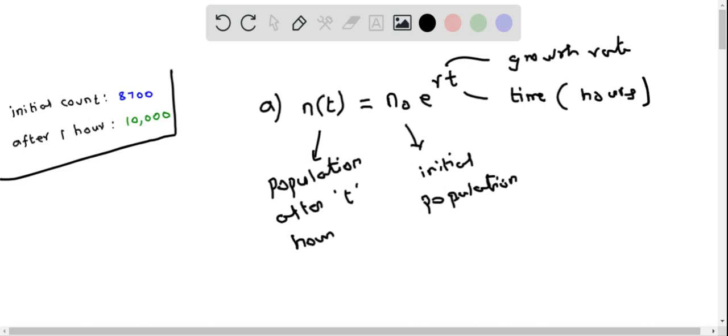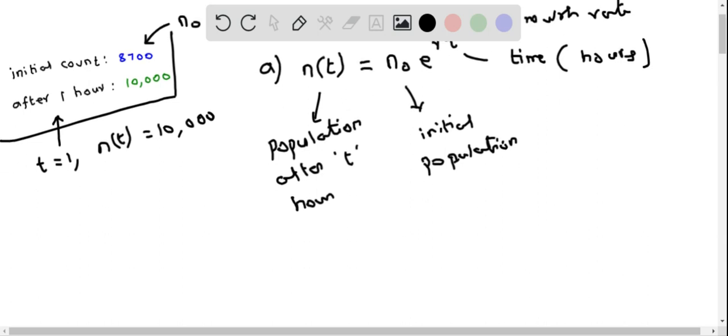We are given that initial count is 8,700. So this basically represents n naught. And then we are also given that after 1 hour, that is when t equals 1, the population is 10,000. That is n of t equals 10,000. So using these two pieces of information, we have to find the population function. We will have to find the growth rate first, and then we can write the population function.